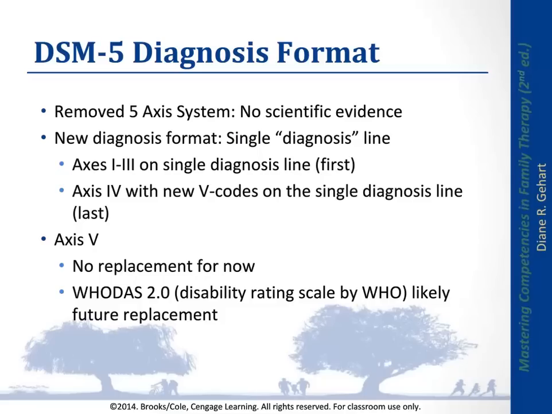And for those who are familiar with axis 5, which was a global score from 0 to 100, there is no current replacement for this axis 5 global assessment of functioning, the GAF score. It's very likely the closest thing is what's called the WHODAS. It's a disability rating scale published by the World Health Organization, and is the most likely closest future replacement, but the WHODAS really is an assessment for disability ratings. So there was a significant change for those used to the old diagnostic system. For those of you just learning diagnosis, this is going to be a lot easier, and you don't even know what you're missing.